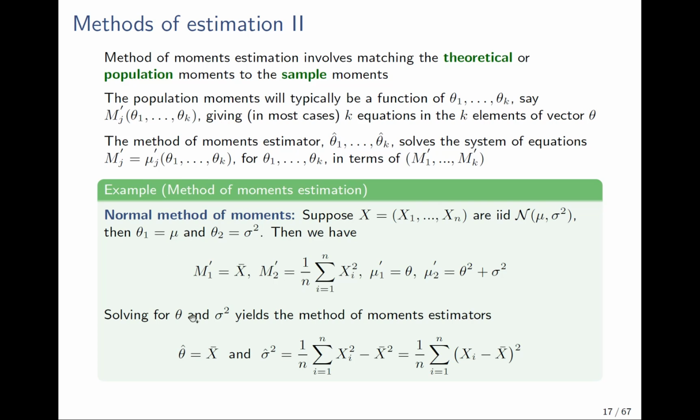So solving this for θ and σ² yields our method of moments estimator. We're going to say our estimate of θ is the sample mean, and our estimate of σ², we're going to use this expression here, is written like this, and gets us to this method of moments estimator for the variance.